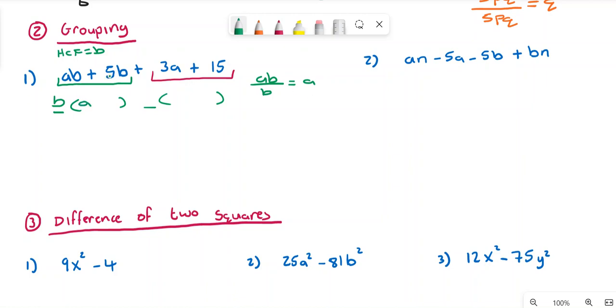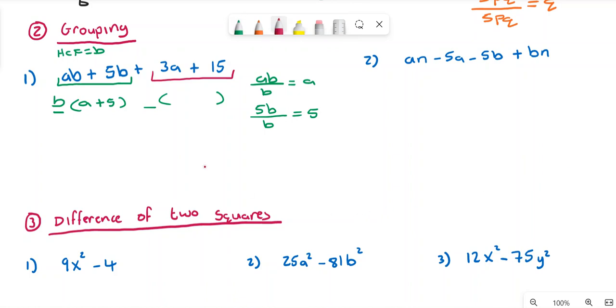If I take the next term, so 5b, and I divide that by the highest common factor, which is b, that's going to leave me with 5, and that's plus 5, so I put the plus 5 in here. Okay, so that's the first group. That's the first group factorized. Then I want to look at this second one.